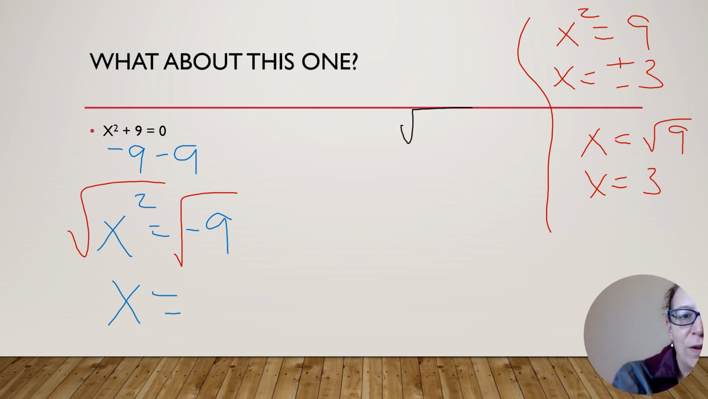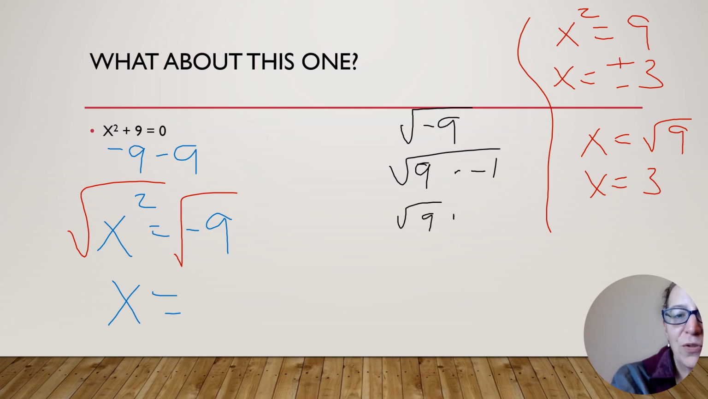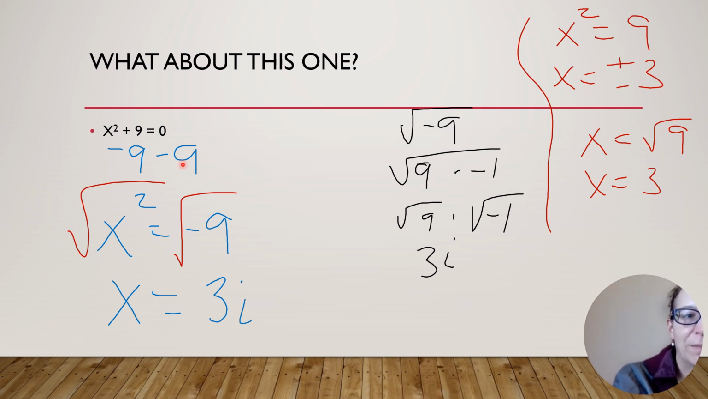So we've got the square root of -9. Well, that is the square root of 9 times -1, right? I don't know if you guys can see what just happened on the screen or not. Something weird happened. So it's the square root of 9 times the square root of -1. Square root of 9 is 3. Square root of -1 is i. And so it's 3i.